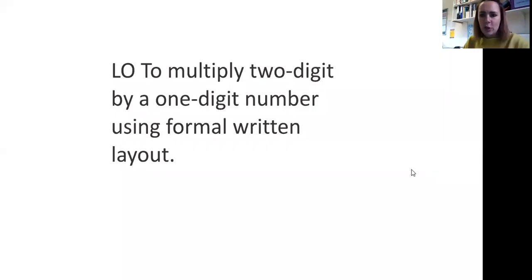Everybody, and welcome to Tuesday's maths lesson. Today our learning objective is to multiply 2-digit by a 1-digit number using formal written layout.